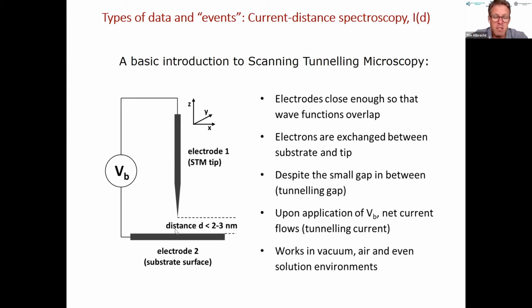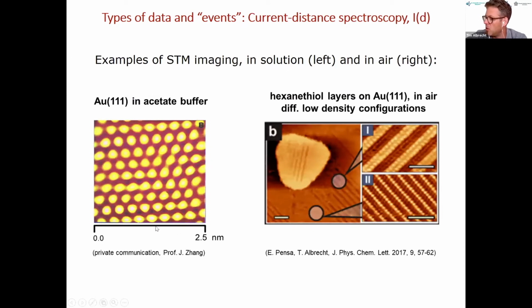It's a technique that's very versatile in the sense that it works in vacuum, in air, and even in solution environments. Right? And these are two examples here of a gold 111 surface recorded in acetate buffer. And you can clearly see individual gold atoms here. Notice the scale bar. This is 2.5 nanometers down here. So every individual blob is a gold atom here. So really high resolution you can get with this technique.